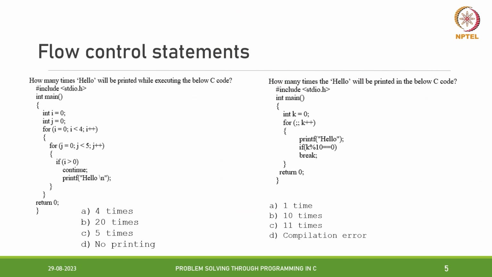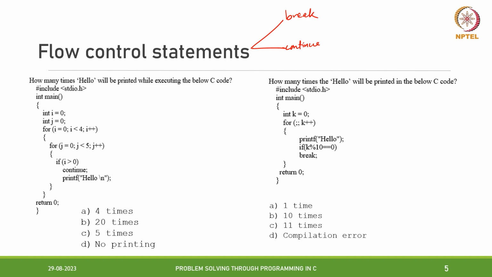Okay, so for flow control statements, we have a break statement and we have a continue statement. What the break statement does is take you out of the loop. Once it is encountered, it takes you out of that particular loop. What the continue statement does is skip that particular iteration. Whatever lines are there after the continue, inside the for or while block, it will skip them and go to the next iteration. So that is what continue does.